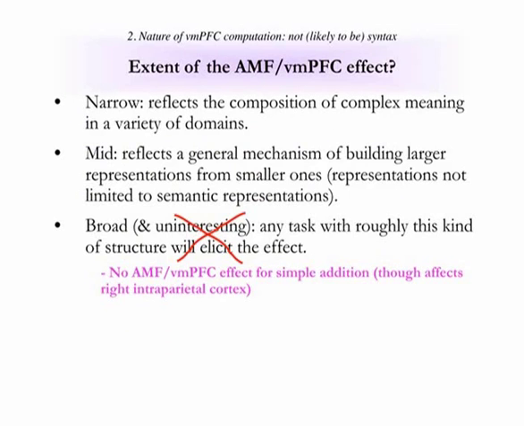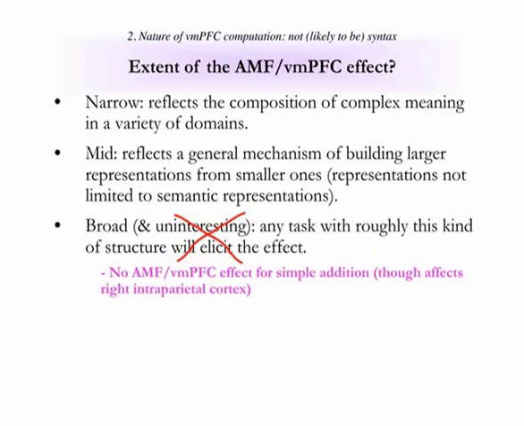So there are obviously lots of different interpretations of these data that are still open, and I just want to walk through the hypothesis space a little bit. One of the narrower hypotheses would be that it reflects the composition of complex meaning, but the input can come from a variety of domains. It's really the composition of meaning, but it doesn't have to be a verbal input. A lot broader interpretation would be that it reflects some more general mechanism of building larger representations from smaller ones, and the representations don't need to be limited to semantic representations.